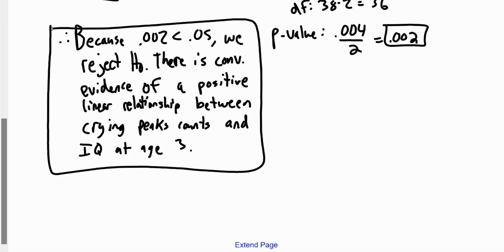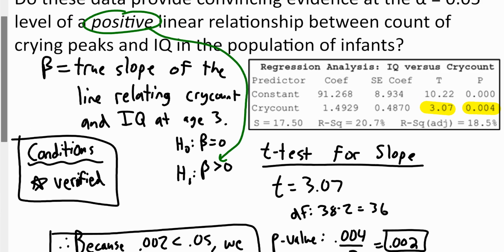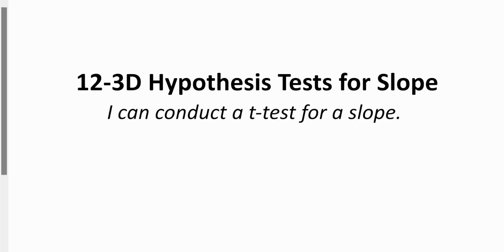So, valuable information comes from a computer printout that makes our life way easier when we're doing these tests. But that's really the two kinds of things that you'd be seeing when you're dealing with a hypothesis test for slope. And that's section 12.3D.